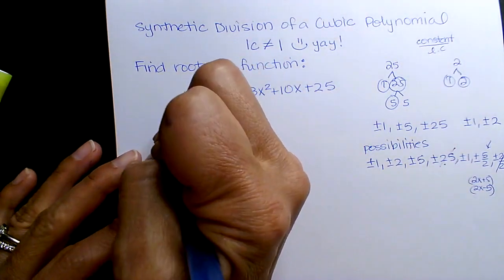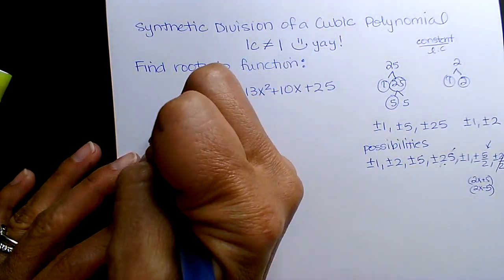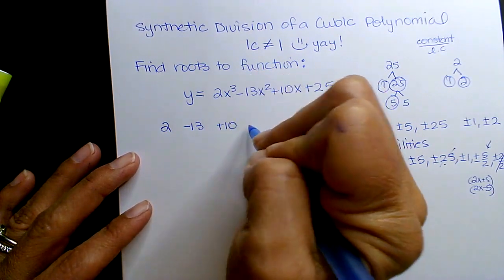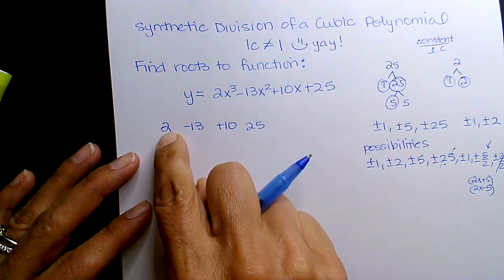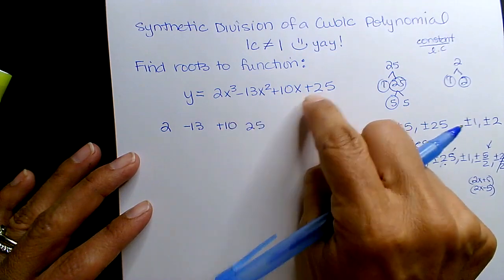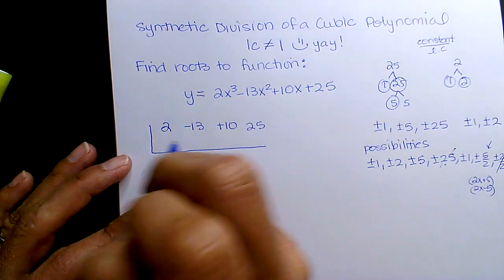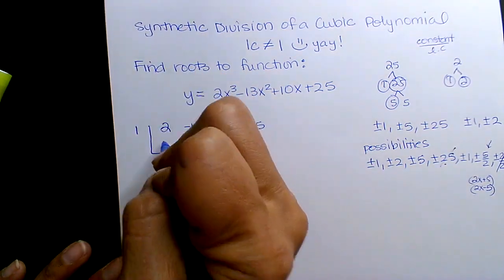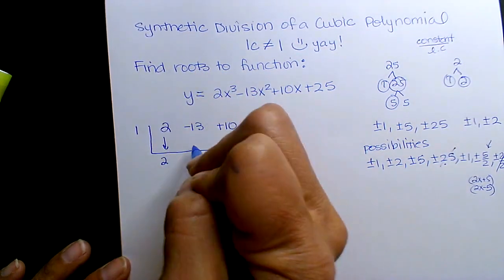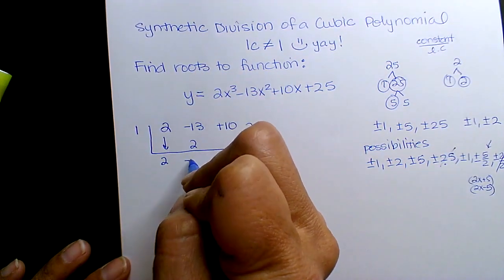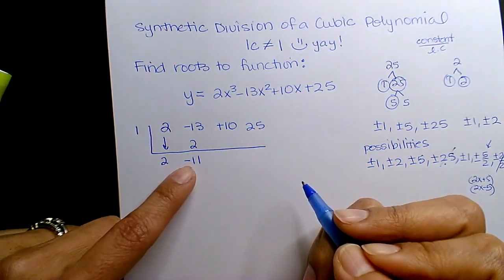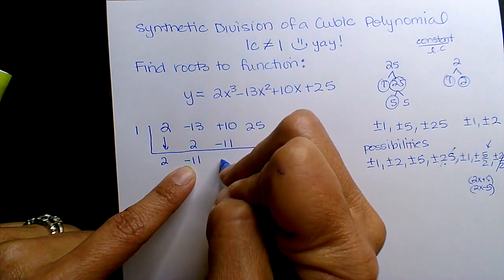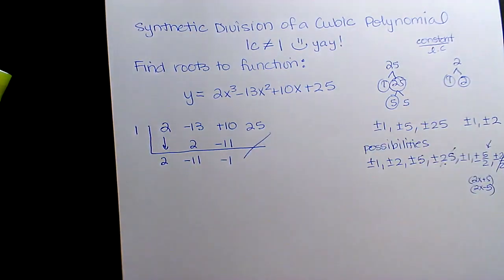Okay, so again, same thing. Make sure you write it the correct way the first time. So 2, negative 13, positive 10, and 25. 2, negative, positive, positive. All right, so let's synthetic divide. Let's just take positive 1, right? Bring down the 2. 1 times 2 is 2. Negative 11. 1 times negative 11 is negative 11. And then I get negative 1, and already it's a fail, so move on.